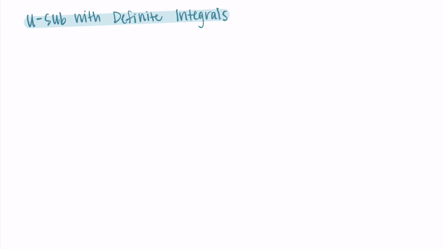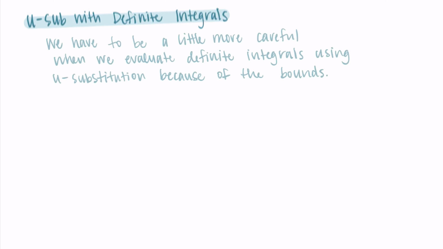In this video, we are talking about how we use u-substitution in cases where we have definite integrals rather than indefinite integrals. Specifically, we have to be a little more careful when we evaluate definite integrals using u-substitution because of the bounds. Indefinite integrals don't have bounds to worry about, but definite integrals do, and we just need to be careful about those bounds when we are doing substitution of variables. Let me show you what this looks like.